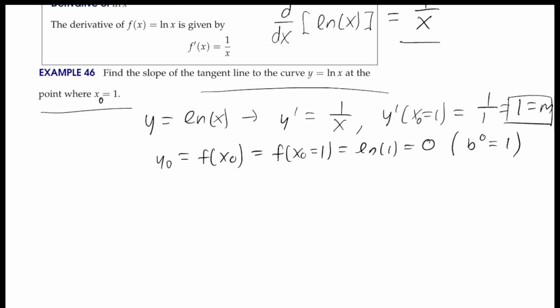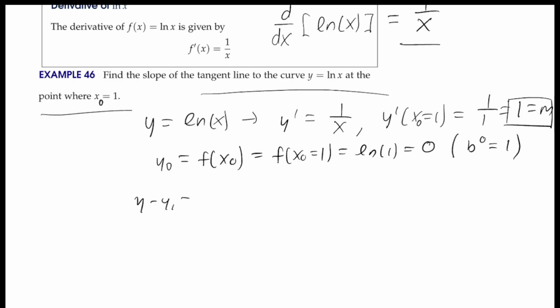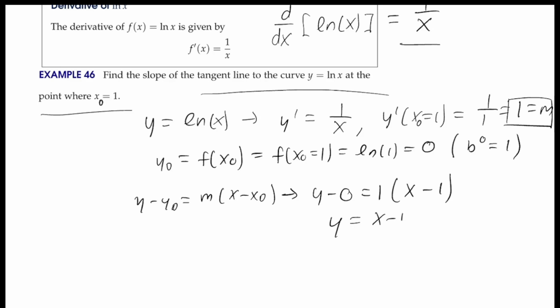So putting this all together, we have y minus y1 equals m times x minus x1. Or, you know what, let me use the naught formulation since that's what I used above. And we're going to basically write the formula where y naught is 0, my m is 1, my x naught is 1. And so really the equation of my tangent line is y equals x minus 1. Okay, so really straightforward example of using this rule.